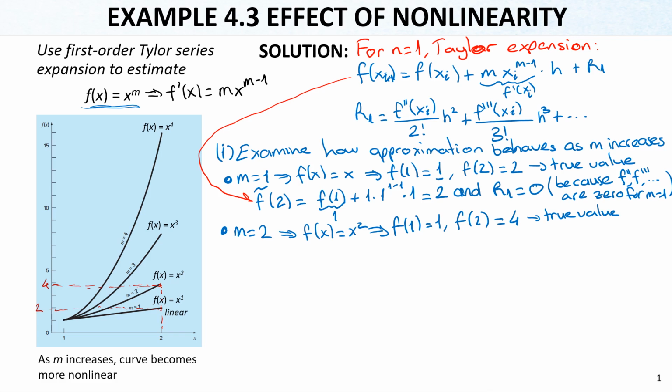So let's continue and use the Taylor series to find f2 with f1 plus, here now m is 2 and here 2 as well. Let me write it down. 2 times xi is again 1 to the power 2 minus 1, times h is again 1. I'm not writing R1 because I used tilde. That means this is the prediction by truncating here. So f1 is also 1, for this case 2 here. Then the result is 3, you can see.